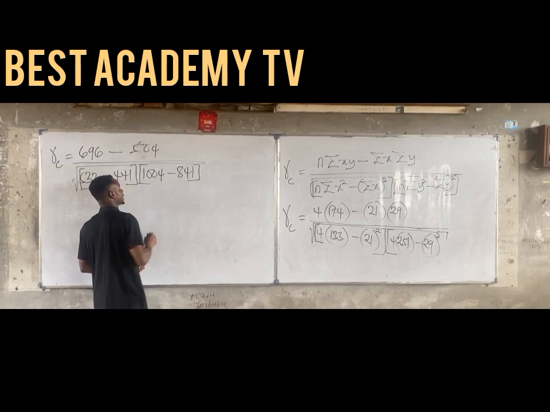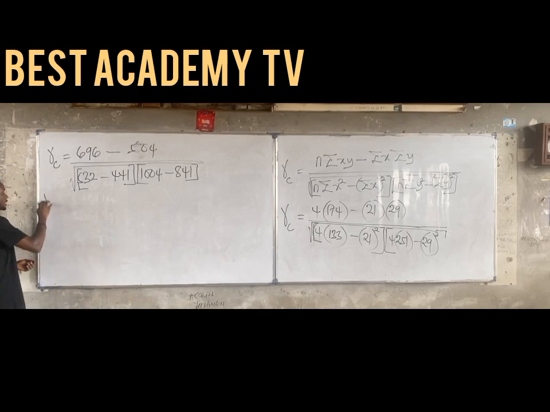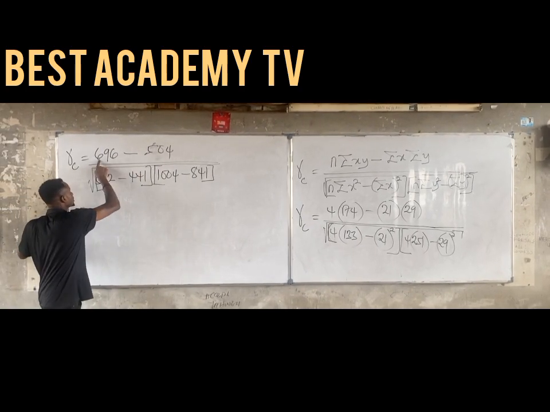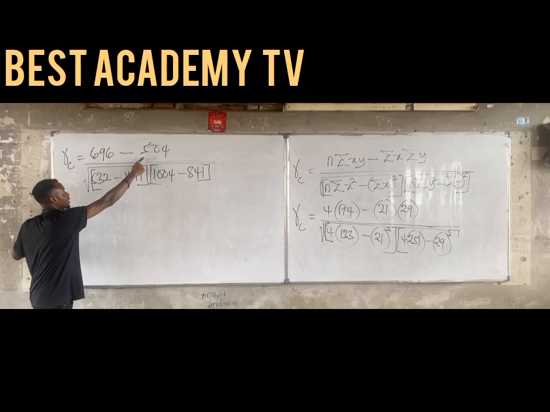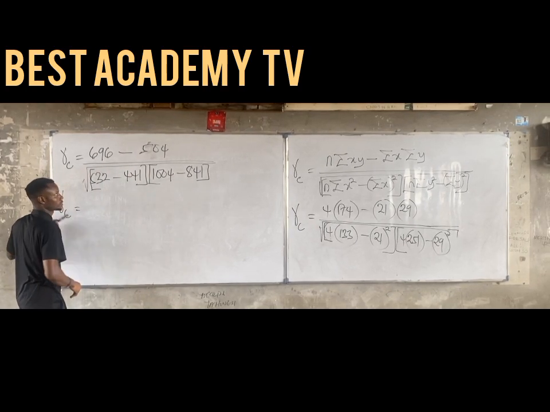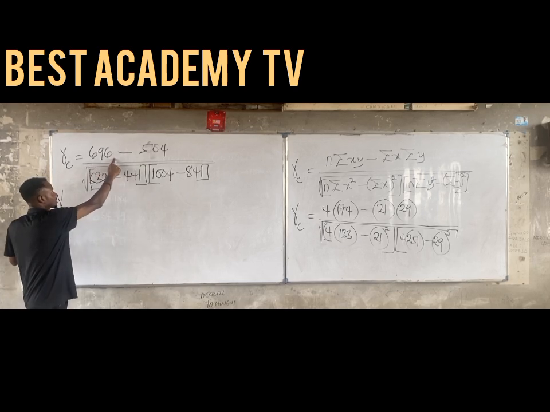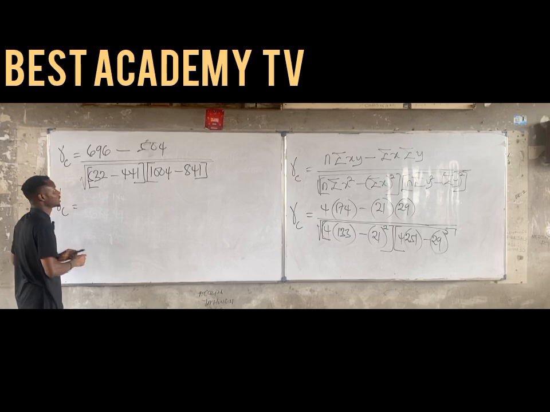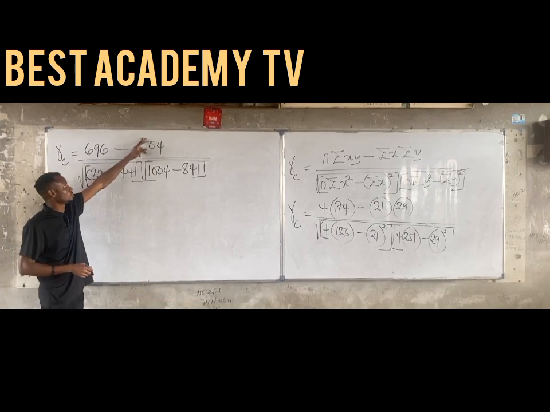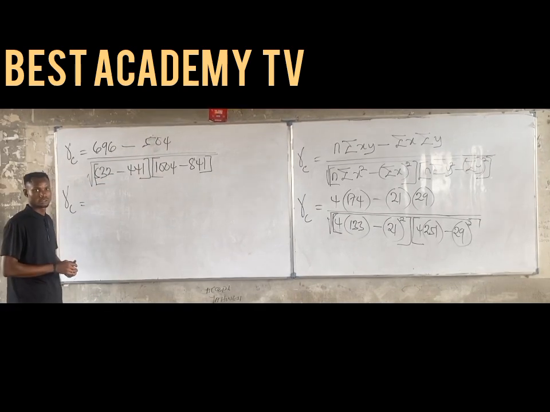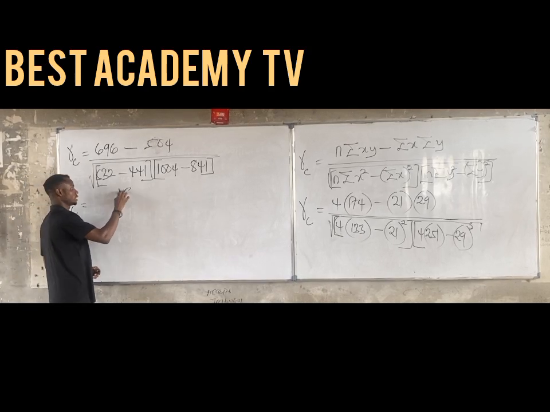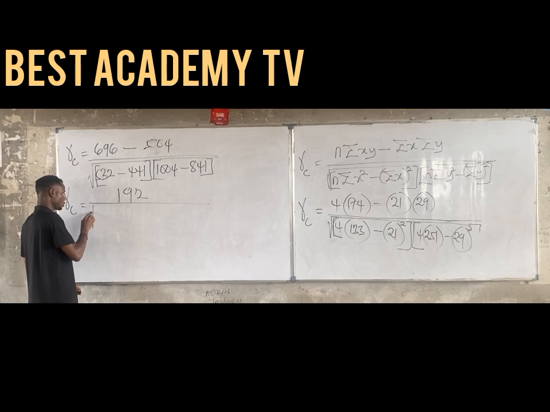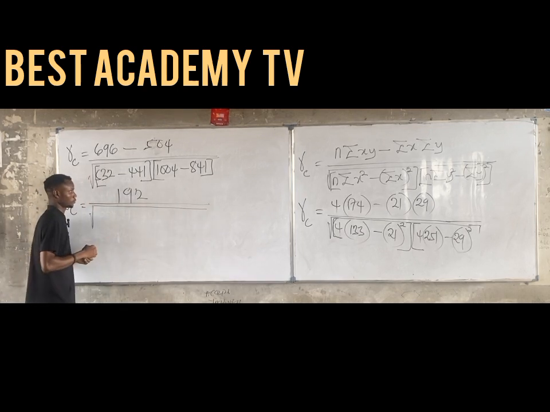841. Now the next step is to simplify again. This is equal to plus this minus this, that is 696 minus 504. What's my answer there? 696 minus 504. What is the answer there? That is 192 over the square root of, please look up here.